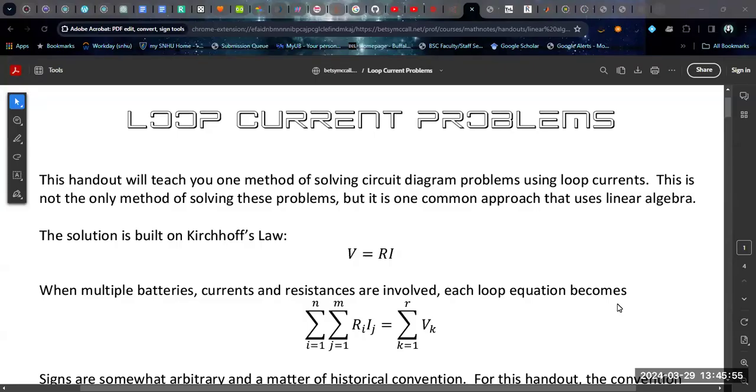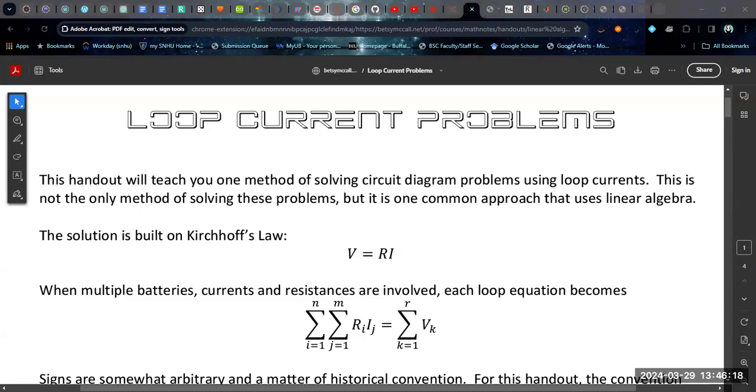All right, so in this video, we're going to be looking at how to solve loop current problems using linear algebra. Now, the approach that we're going to take here is not the only method that you can use for solving these problems, and you may encounter slightly different linear algebra approaches depending on which class you're in and the preferences of the instructor.